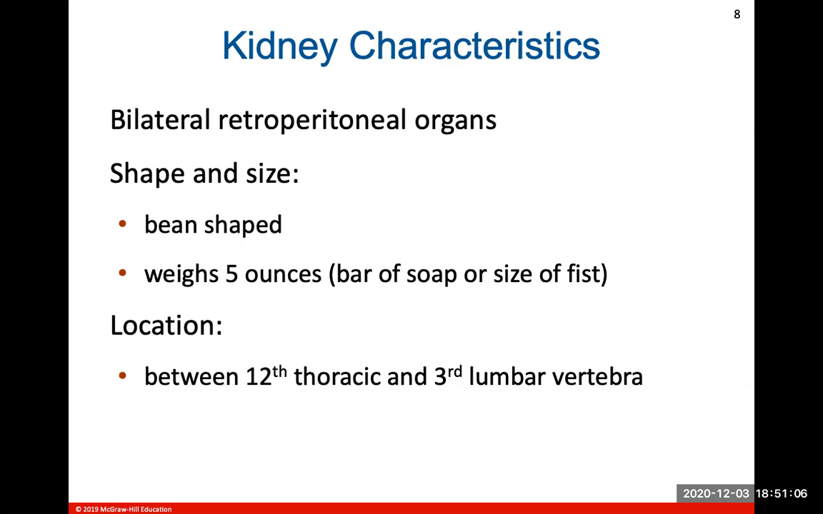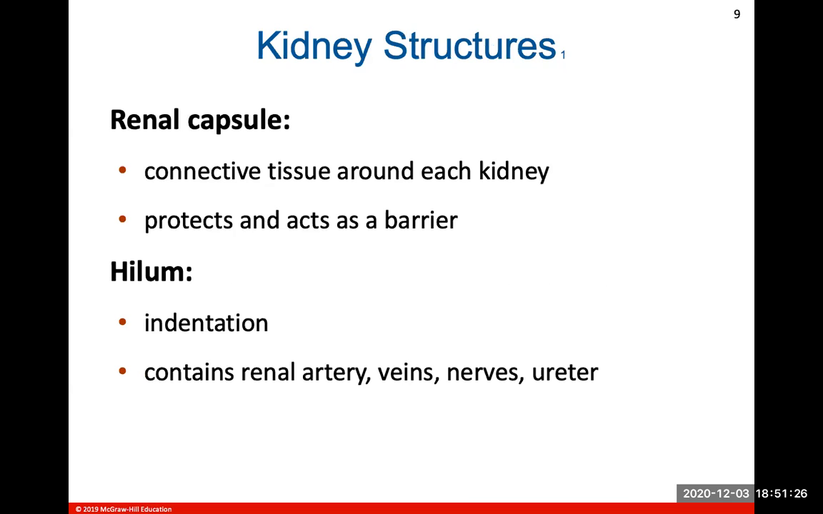So kidney characteristics: they are bilateral retroperitoneal organs, meaning they lie in the back of your body. They're bean-shaped. They weigh about 5 ounces, which is about the size of a bar of soap, or a fist, and they're located between the 12th thoracic and the 3rd lumbar vertebrae. There's a renal capsule, which is the connective tissue surrounding each kidney. It protects it and acts as a barrier.